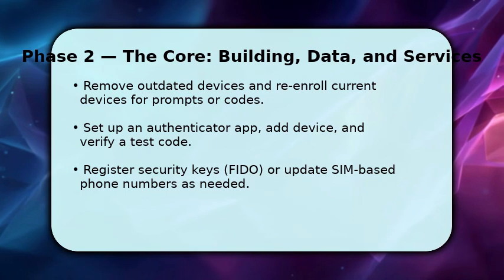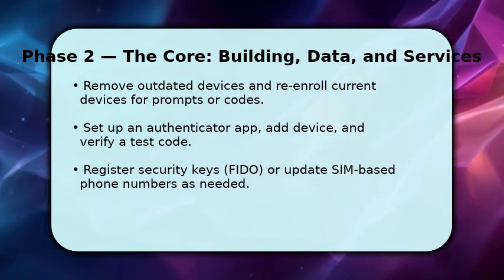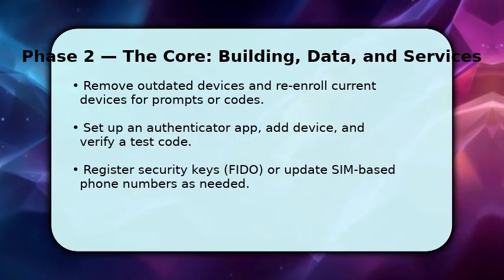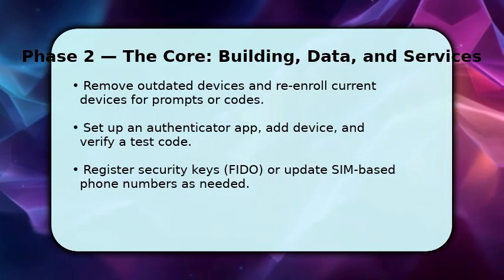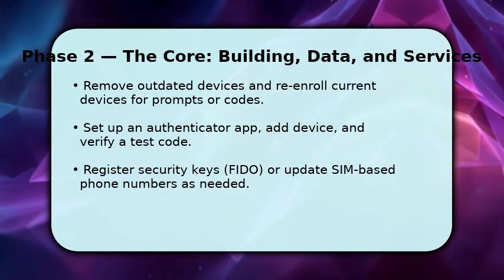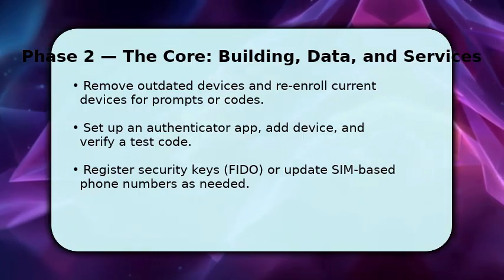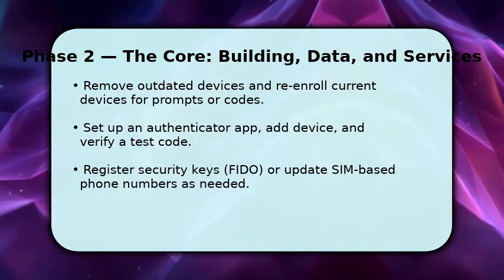Now adjust the verification methods. Remove lost devices and re-enroll the devices you use every day. Install an authenticator app, scan the QR code, and enter a test code so you verify it works. This avoids surprise failures. If you rely on SMS, double-check the phone number and carrier settings. Sometimes a SIM transfer or roaming blocks SMS.